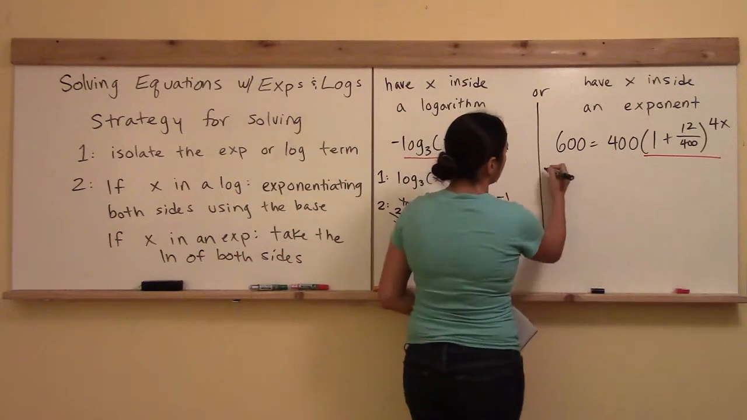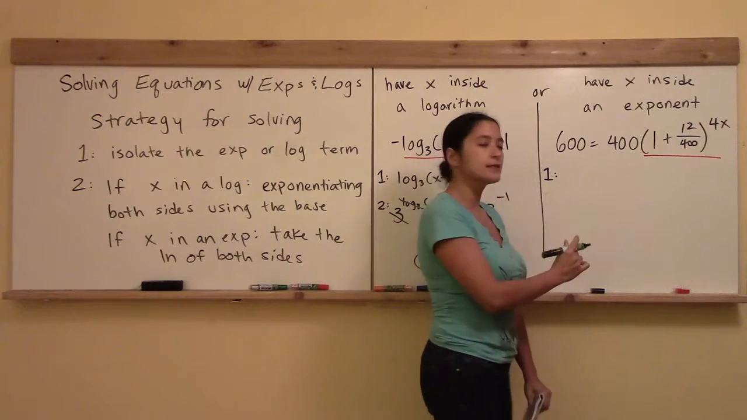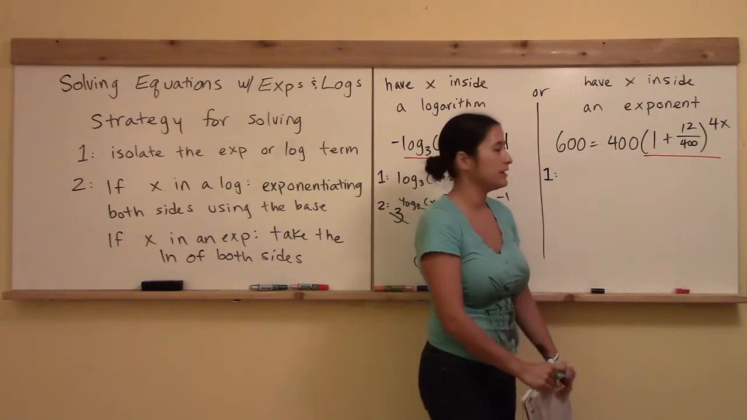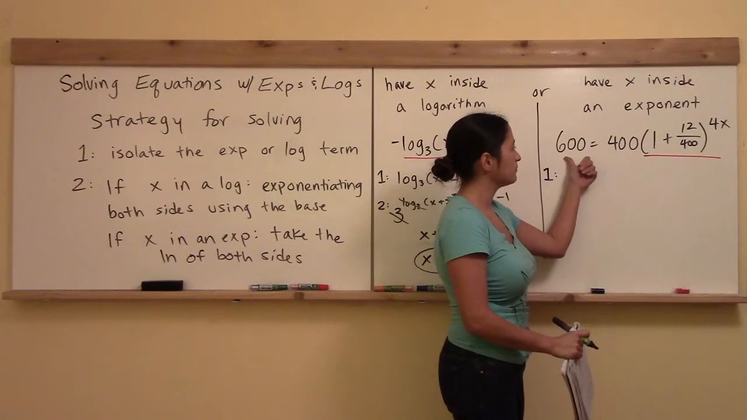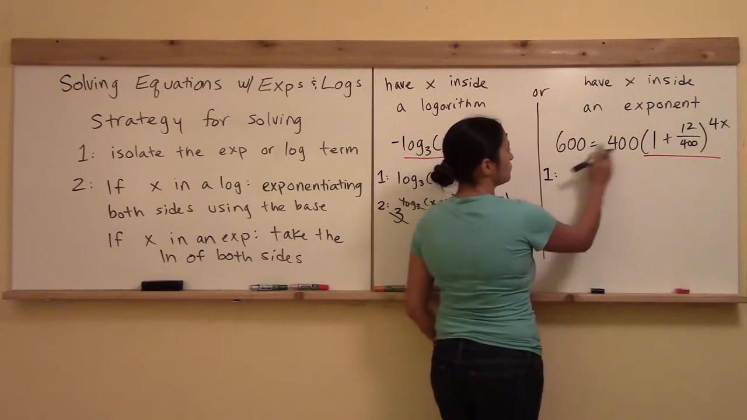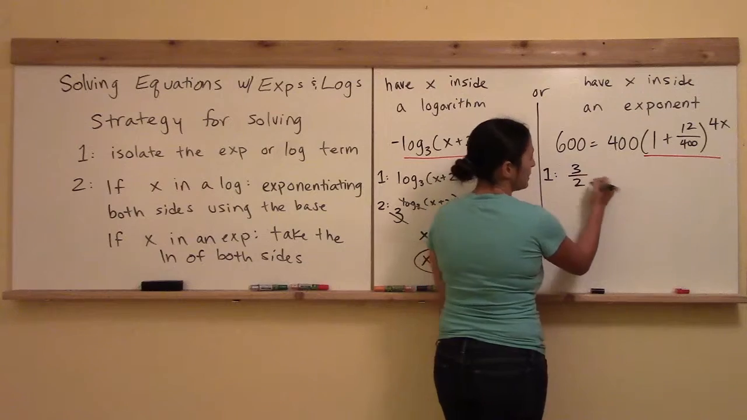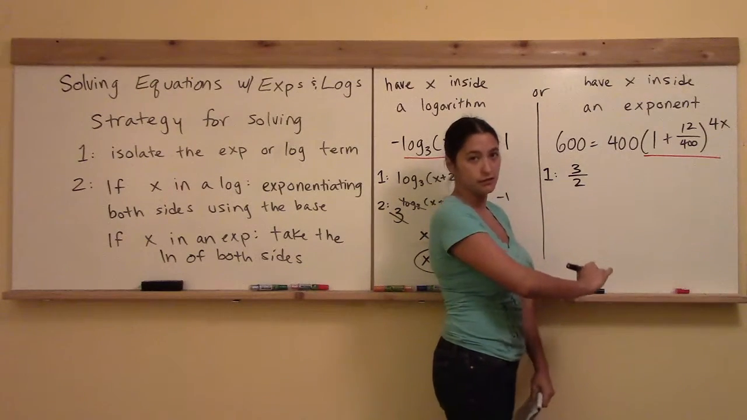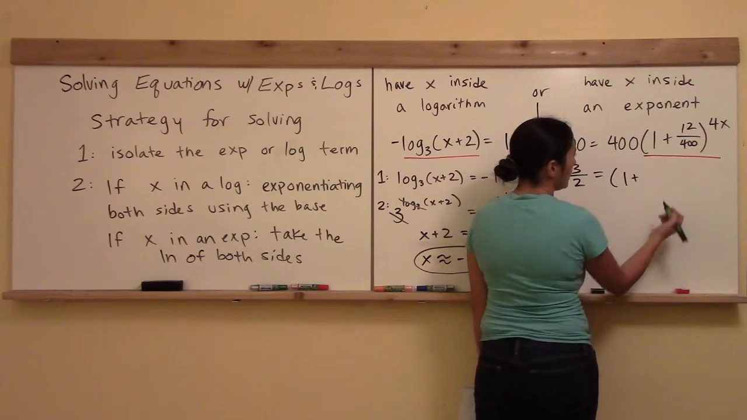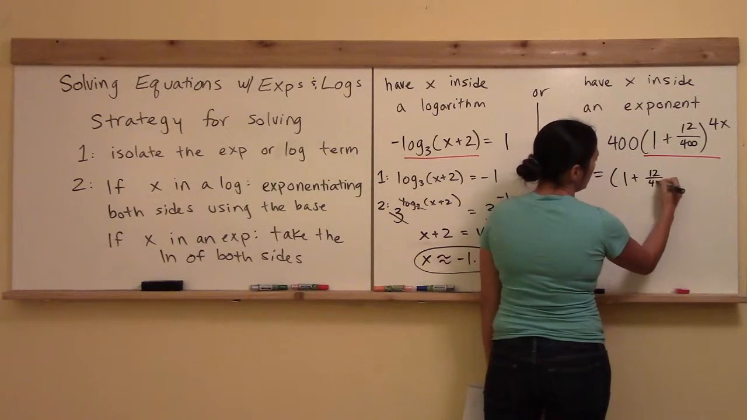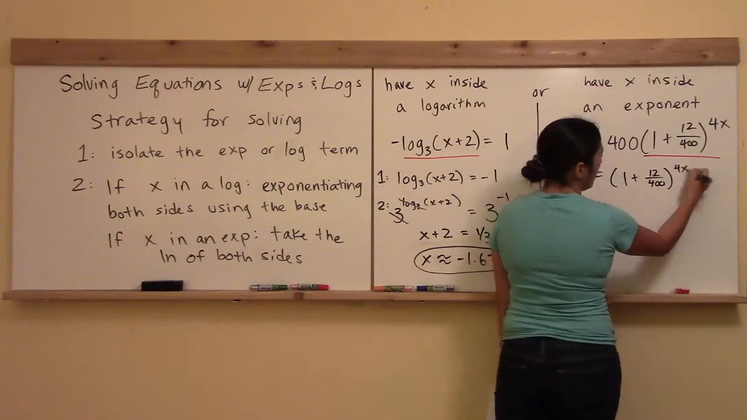Remember, step 1 of the strategy is to isolate the term. Okay, in this case, it's going to be an exponential term, and we're going to divide both sides by 400. Okay, so 600 divided by 400 is the same as 3 over 2. So that's how I got the 3 over 2, 600 over 400. And then on the other side, I just have this quantity raised to the 4x.